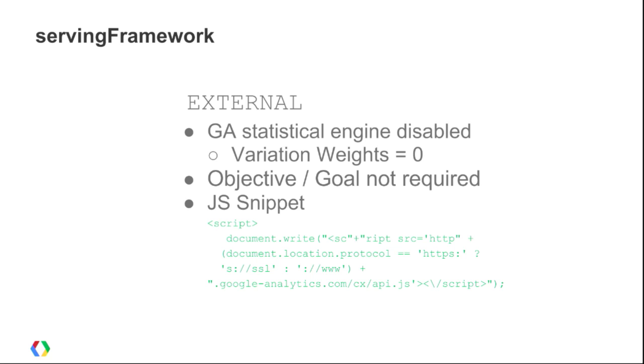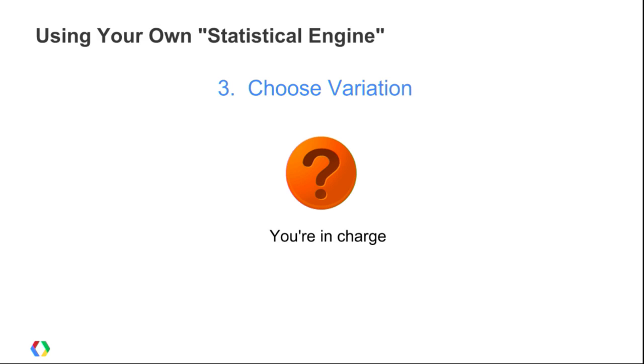And then the snippet, the JavaScript snippet that changes depending on the serving framework, we provide this helper script that you can use if you'd like. It just loads the content experiment's JavaScript library. So if you are doing a web implementation, you're going to want to load this JavaScript to send us the experiment data.